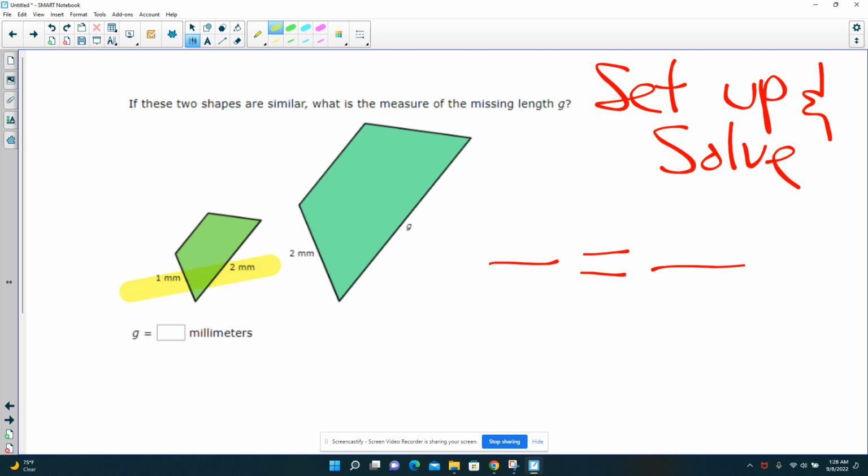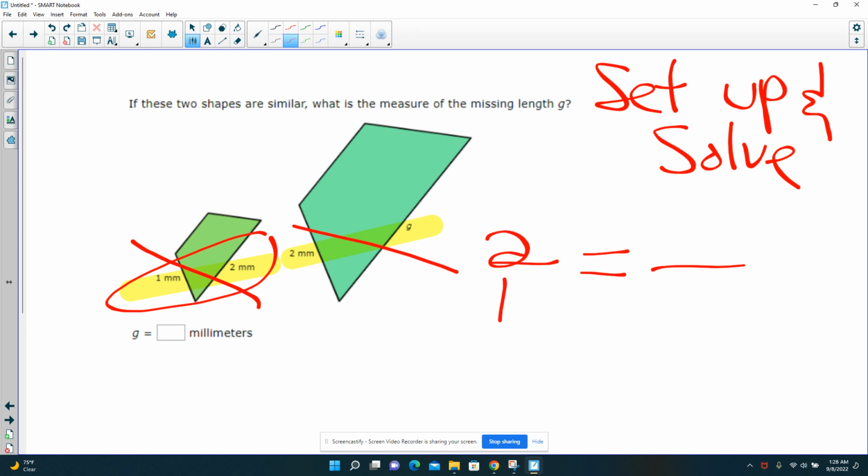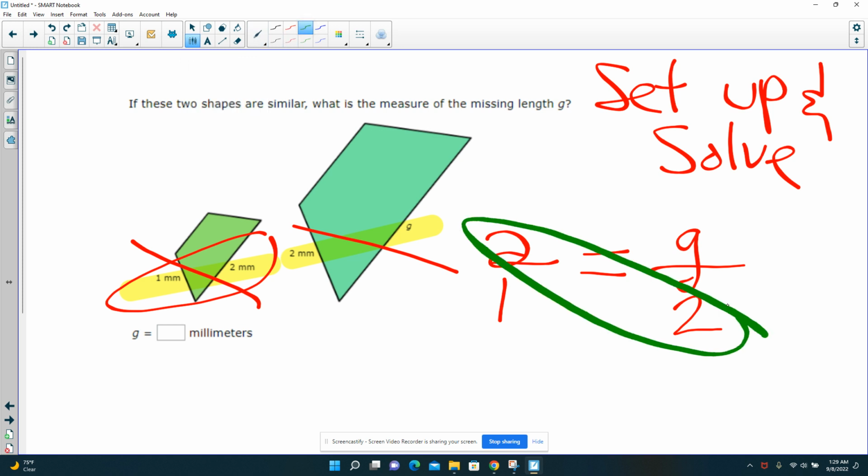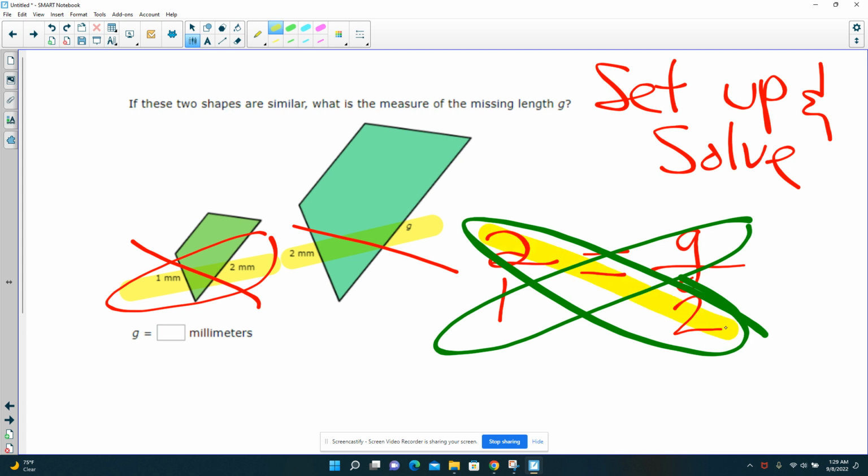Okay, so I'm gonna highlight these two, and I'm gonna highlight these two. All I need to do is cut it, meaning that these two need to go together, whatever came at the top, okay, 2 over 1, and then G over 2. Don't forget that we are going to cross multiply and divide. So which ones are we multiplying? 2 and then 2 times 2, and then we divide by 1.